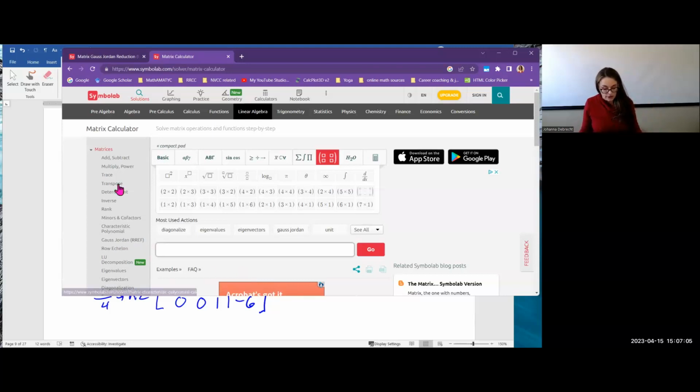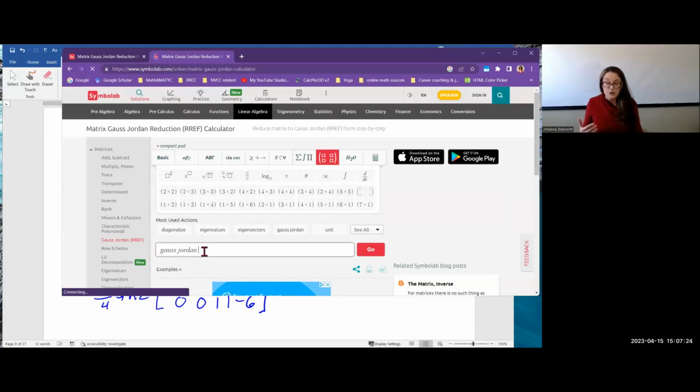So you're going to come over here now to the drop-down menu, which shows you matrices. And yes, you can add, subtract, and multiply here. We're going to click on Gauss-Jordan. Now, you could put it in row echelon form, but we're going to go to Gauss-Jordan. We're going to click on that, and it's going to put the words Gauss-Jordan at the beginning.